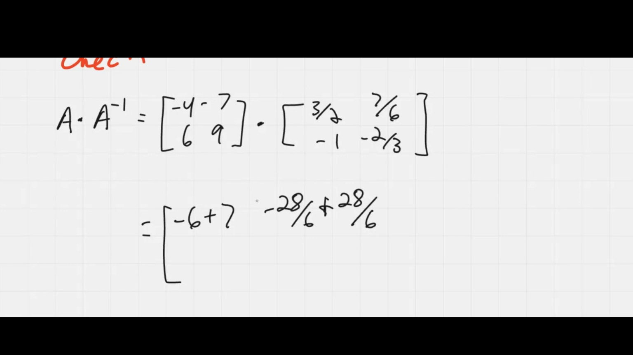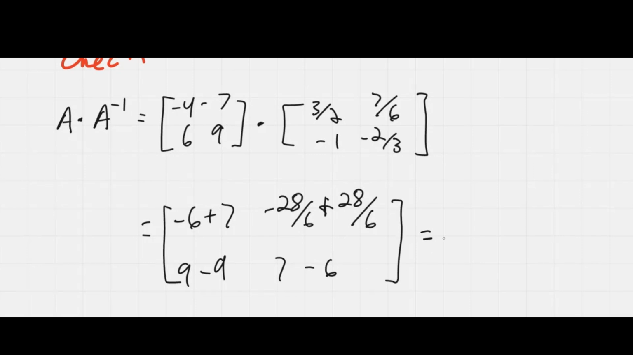All right, now we move on to the second row. 6 times 3 over 2 is going to be 9. Add that to 9 times negative 1. Well, that's just negative 9. And then finally, we have 6 times 7 over 6, which is just 7. Add that to 9 times negative 2 over 3. Well, that's just negative 6.